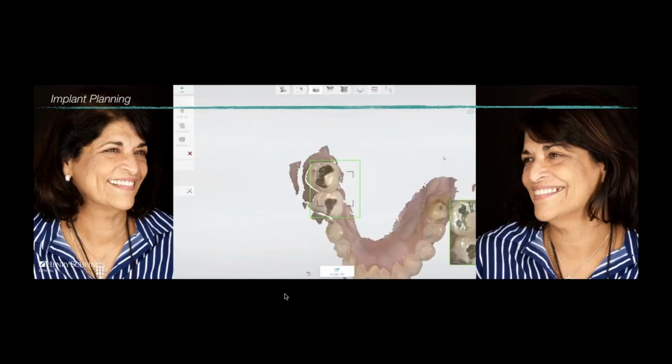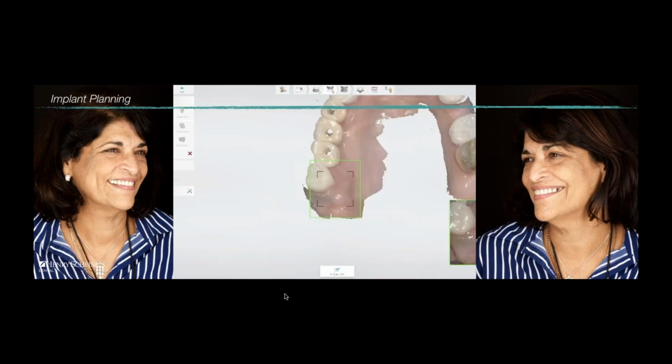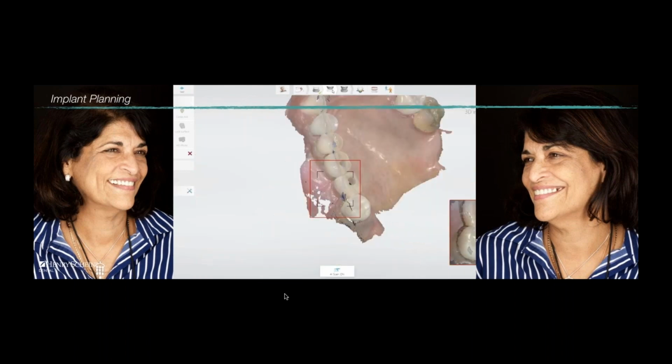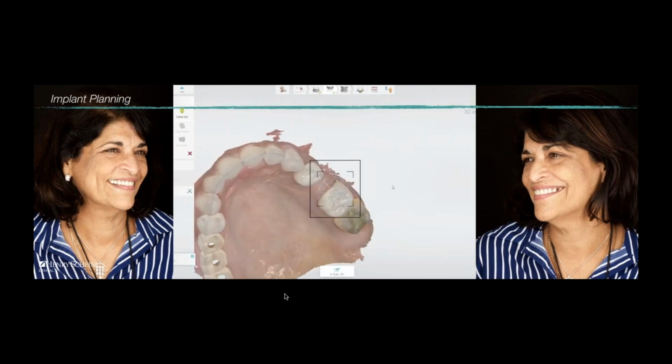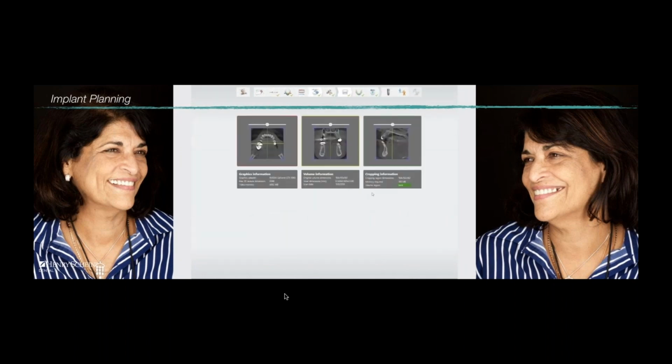We scan her opposing dentition again. We're going to scan her new maxillary arch with the new prosthetics in place. And we're able to then take that information with the occlusion and merge it with the CBCT. And now I have total control over placing the implant as we showed.